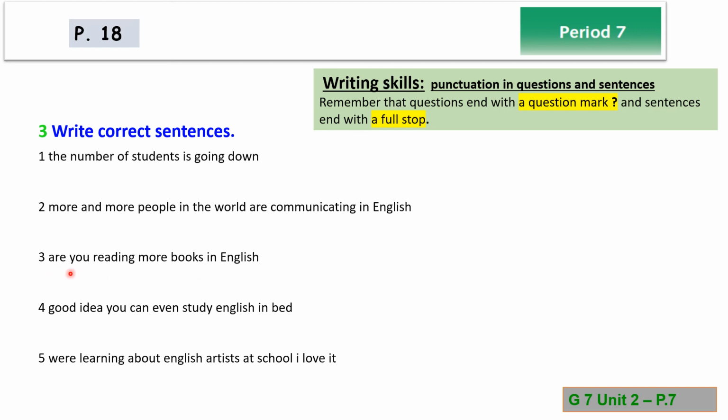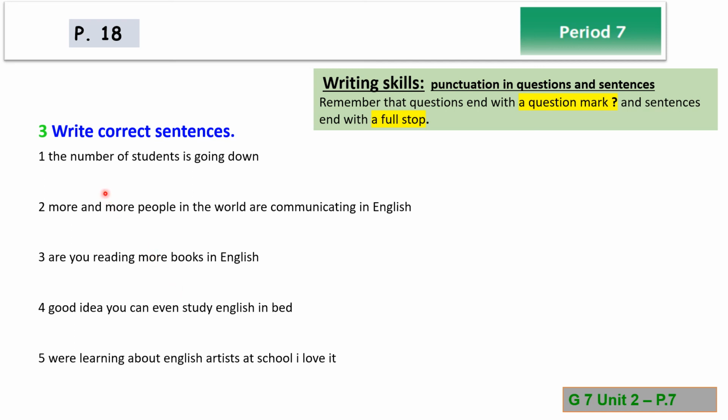Look at the verb to be here. Number 4. Good idea. You can even study English in bed. What's this? This is a sentence. 5. We're learning about English artists at school. I love it. Again, we're learning about English artists at school. I love it. Okay, let's take them one by one.